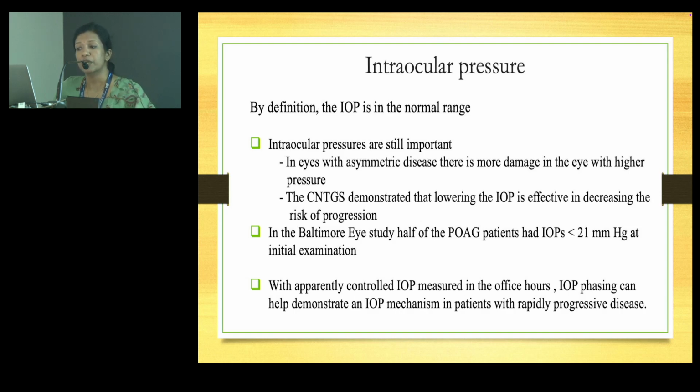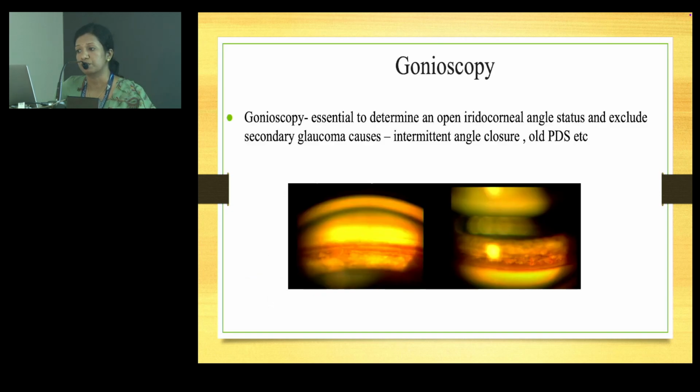Then, with apparently controlled intraocular pressures measured in the office hours, you can go for an IOP phasing, which can help demonstrate an IOP mechanism in patients with rapidly progressive disease. Usually, they have a more than normal diurnal variation, which has a peak at early morning. Coming to gonioscopy, which is essential in all glaucoma patients, it helps to determine an open iridocorneal angle status and to exclude secondary glaucoma causes.